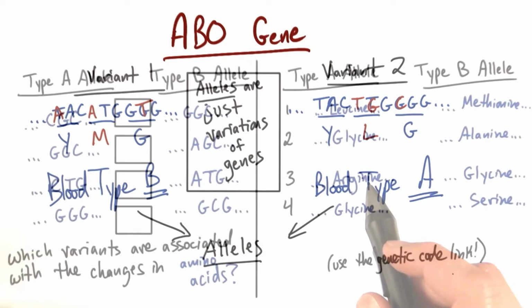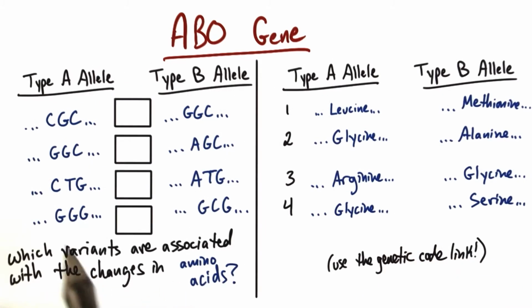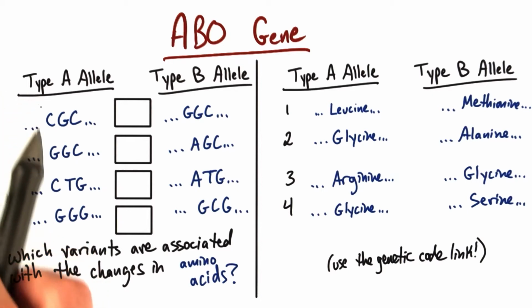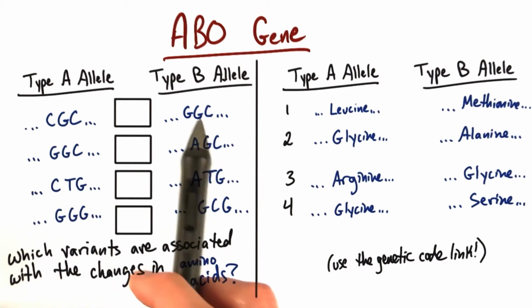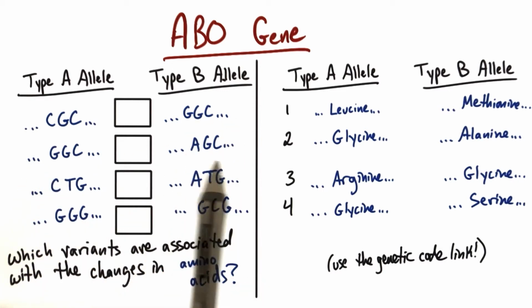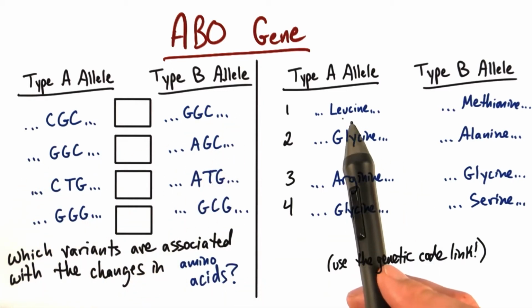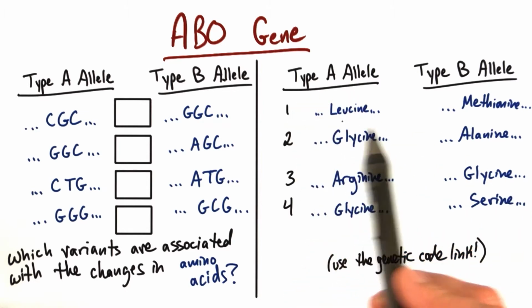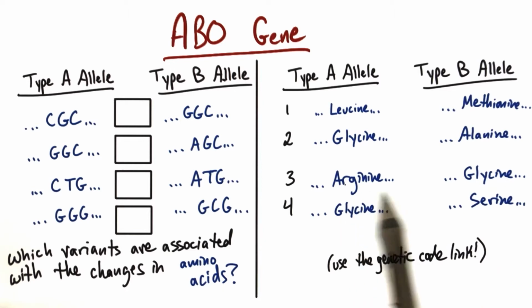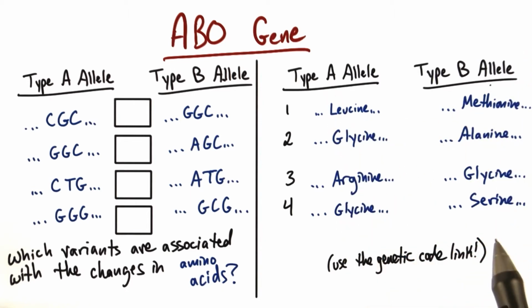What I've done is listed the actual blood type A alleles and the blood type B alleles, changing from a CGC to a GGC to an AGC. And I've done the same thing for the amino acids that are associated with these alleles. The type A alleles, from leucine to methionine, glycine to alanine, arginine to glycine, glycine to serine. The change from the type A to the type B alleles.